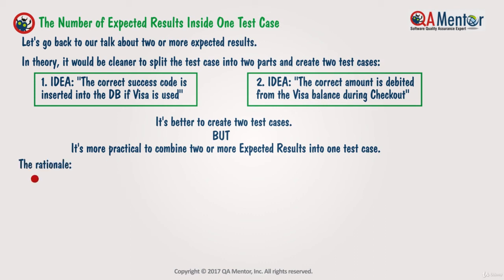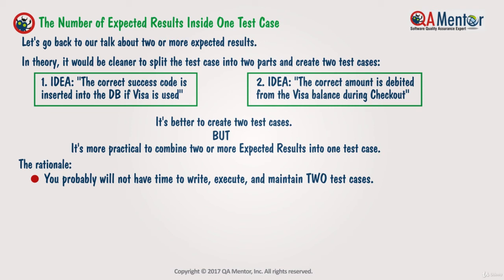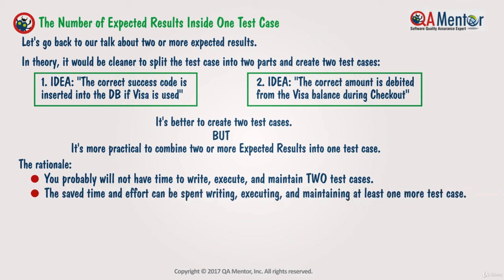The rationale? You probably will not have time to write, execute, and maintain 2 test cases. If we have only one situation where 2 expected results can be combined, writing, executing, and maintaining 2 test cases is not a problem. But what if you have hundreds of situations like that, and thus hundreds of extra test cases? The saved time and effort can be spent writing, executing, and maintaining at least one more test case. As time goes by, you'll create hundreds of additional test cases that would make a huge difference on how thoroughly your application is tested.